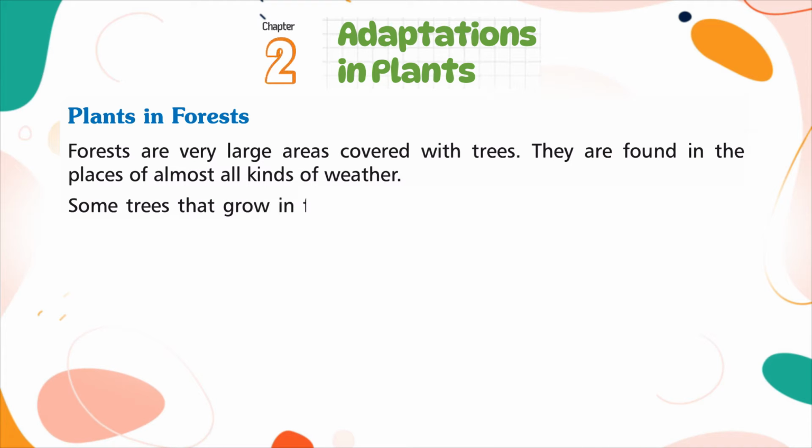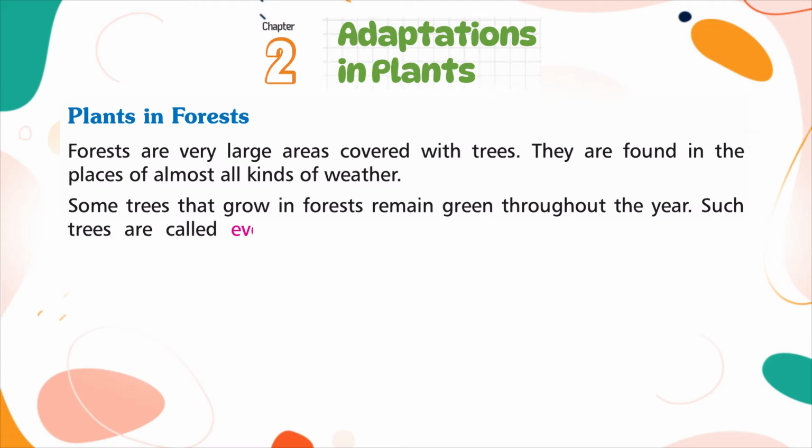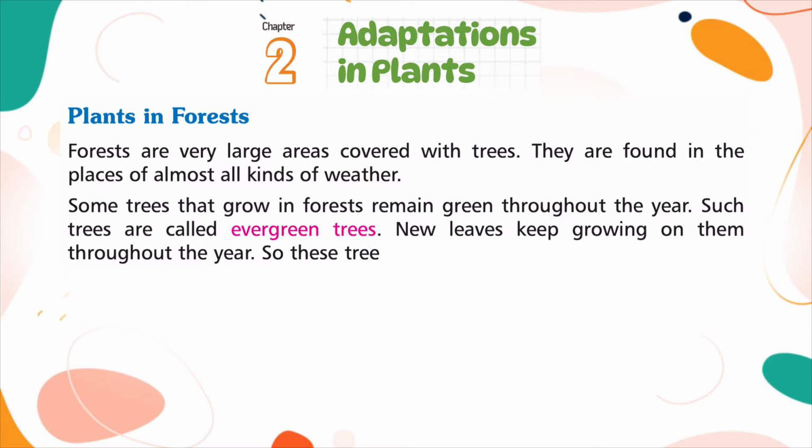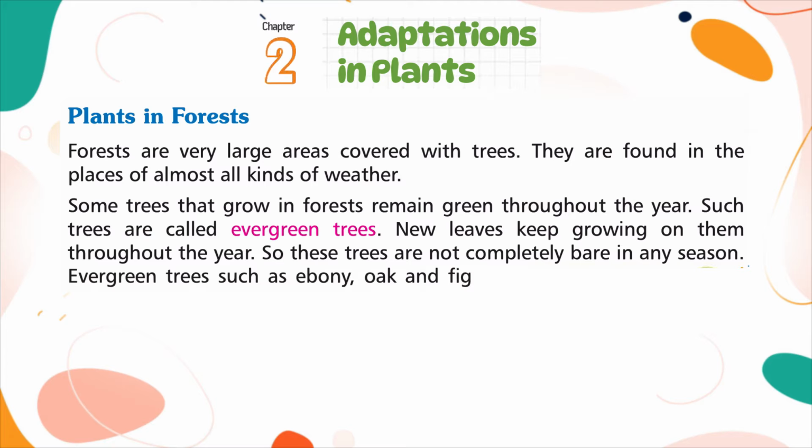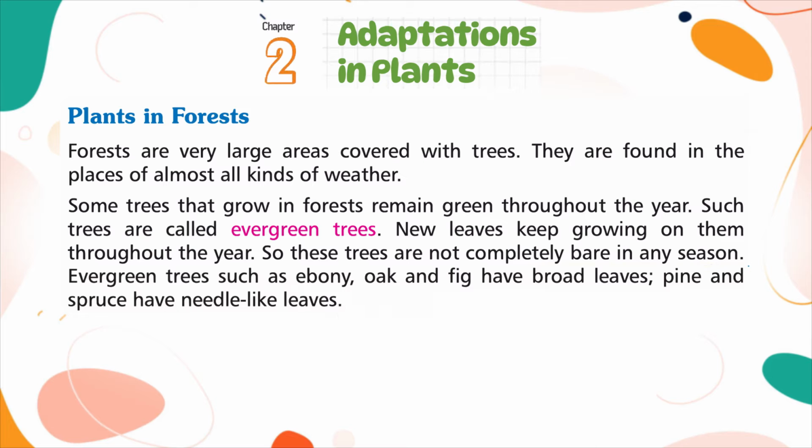Some trees that grow in forests remain green throughout the year. Such trees are called evergreen trees. New leaves keep growing on them throughout the year. So, these trees are not completely bare in any season. Evergreen trees such as ebony, oak, and fig have broad leaves. Pine and spruce have needle like leaves.